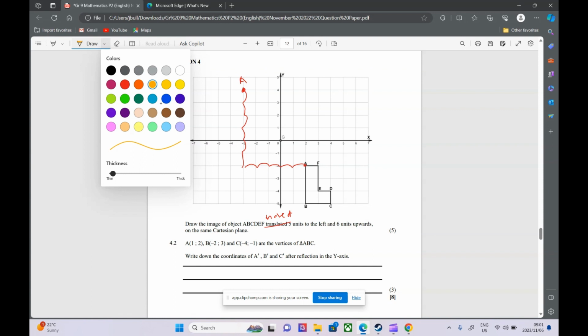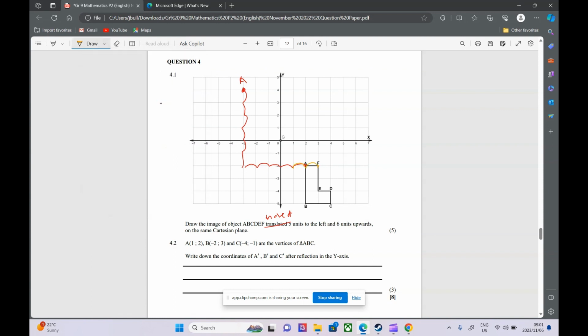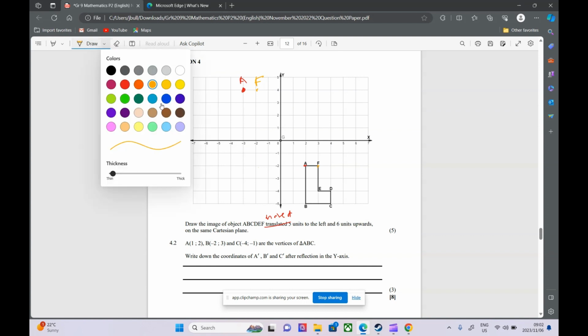So F, we're going to go 1, 2, 3, 4, 5. 1, 2, 3, 4, 5, 6. And then we've got F there. Okay, so that's how you move it like that. Once you've got 2 points, you can generally just redraw the shape then. So I'm just going to get rid of the scribbles so we can see. So then I would just draw it then. So let's get a different color.